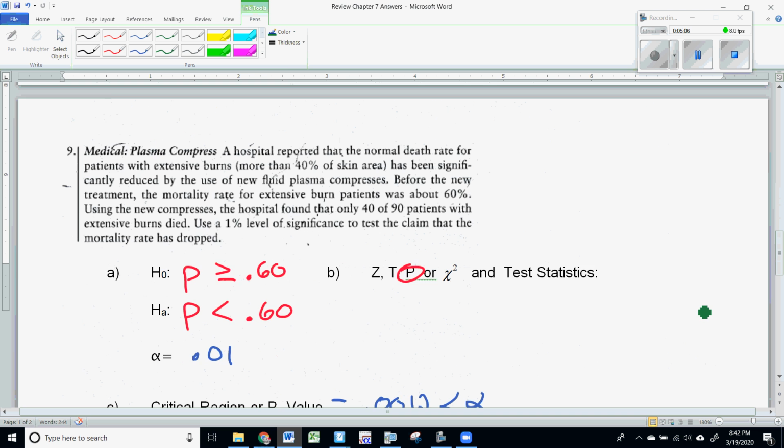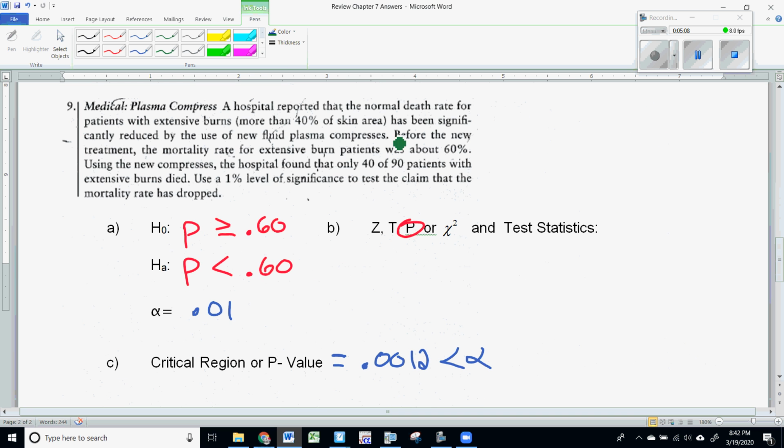So the next one. A hospital reports that the normal death rate for patients with extensive burns of more than 40% of the skin area has been reduced by the use of a new plasma compressor. Before the new treatment, the mortality rate for extensive burn patients was about 60%. Using the new compressors, the hospital found that only 40 of 90 burn patients died. Is there enough evidence, using a 1% level of significance, to test the claim that the mortality rate has dropped?